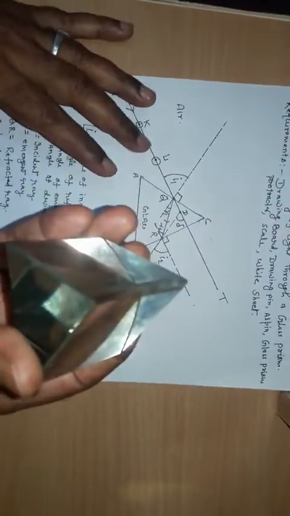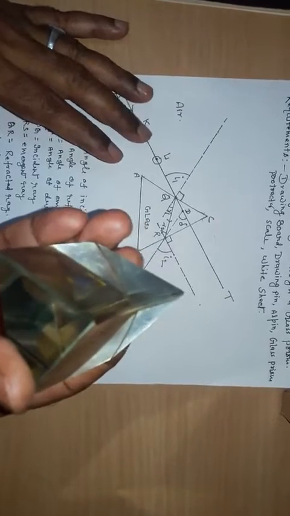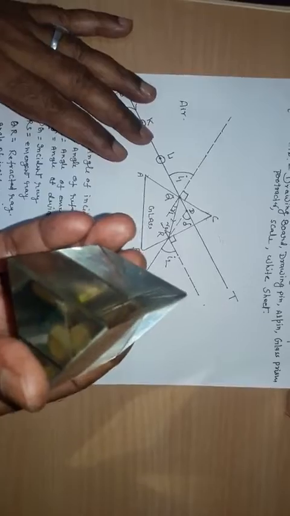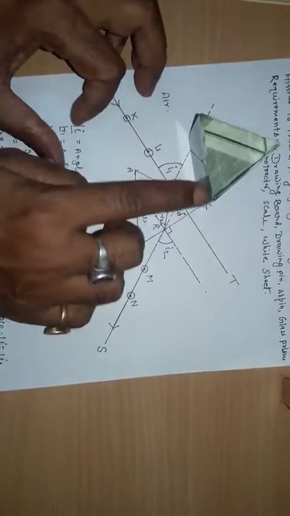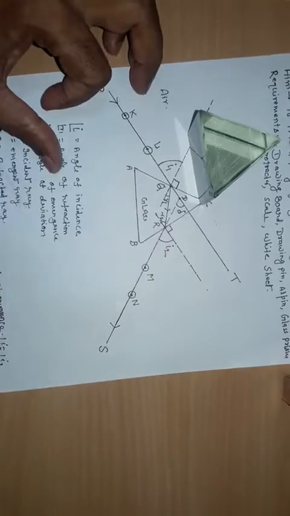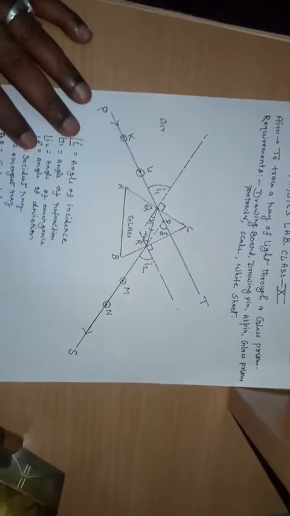You have to put this glass prism on the white sheet in such a way that triangular face will be on the white sheet and rectangular face will be in front of you. Okay, so now we will start the experiment.